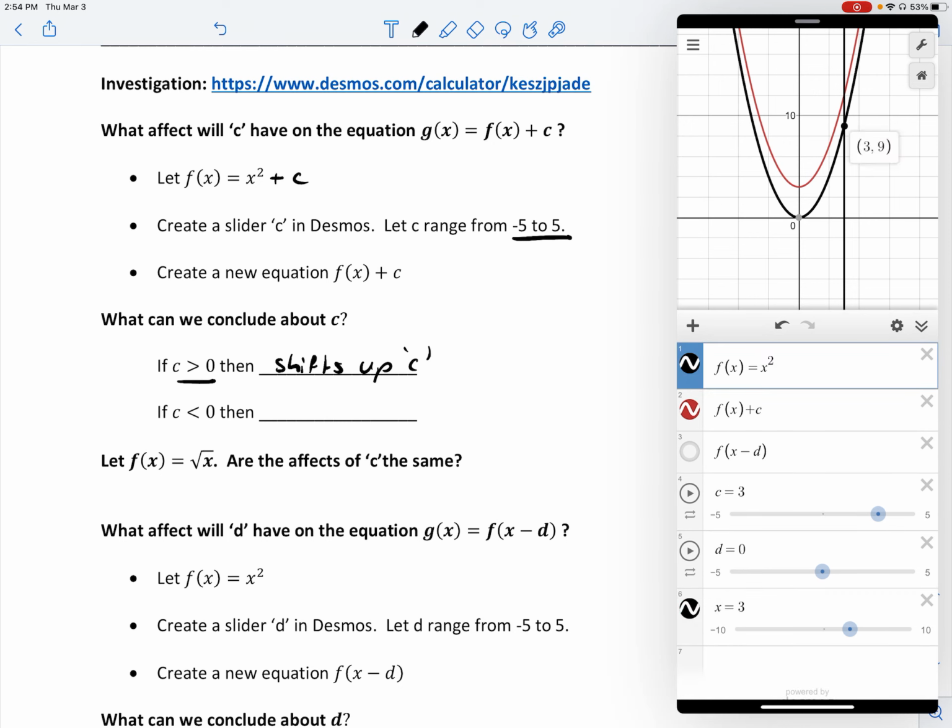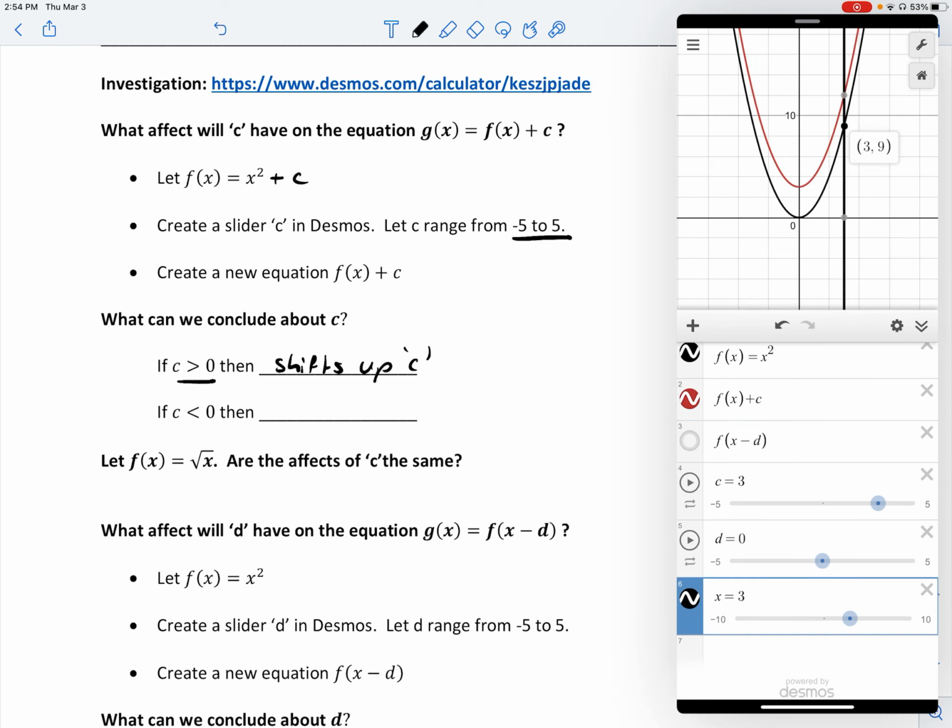And let's click on here. Now let me grab that point. There it is, 12, and then this point here, 9. So you can see there's an exact difference of 3. I can move this over and you can see those points hold the same distance apart. So there's always exactly 3 units difference. So when c is a positive number, the graph will shift up exactly what c is.